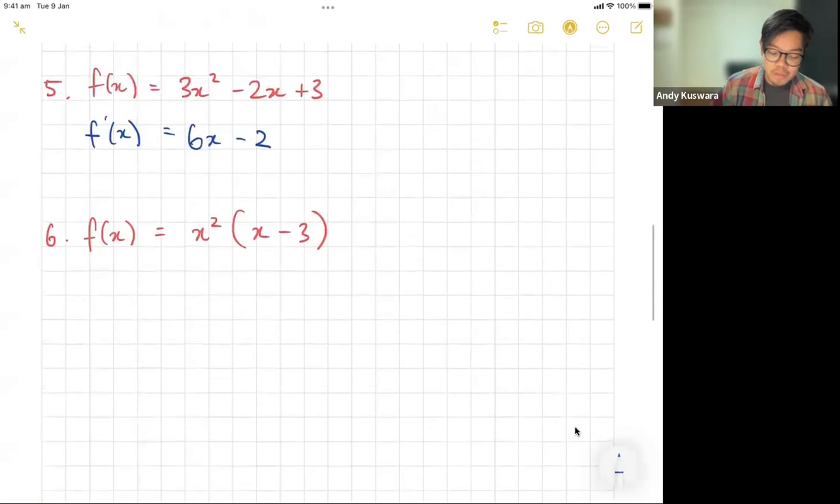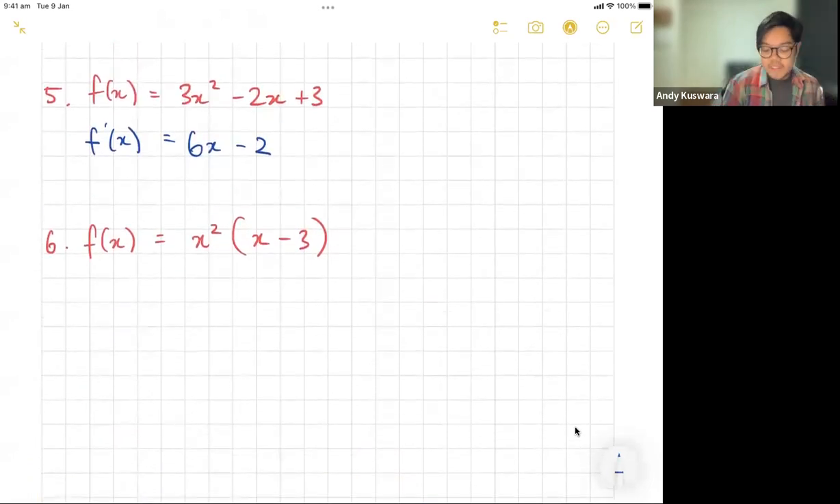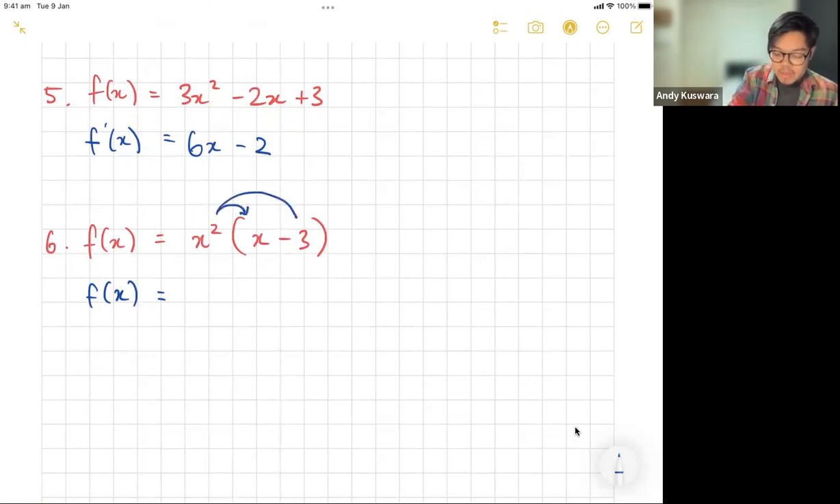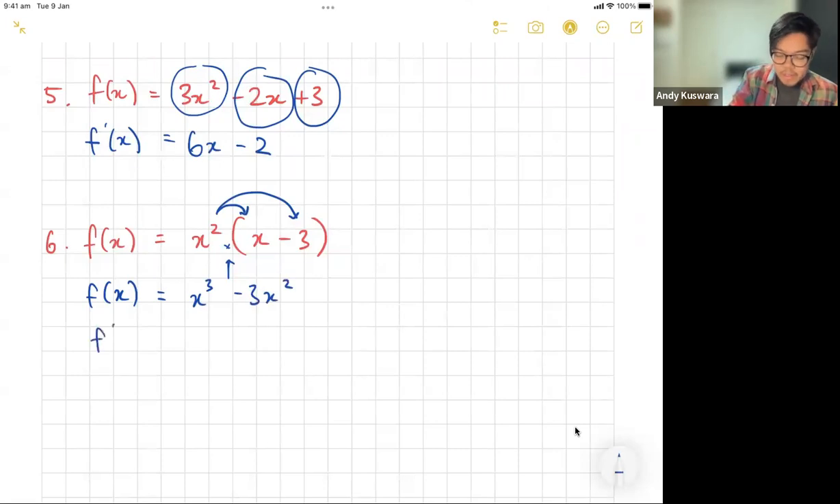I'm going to move on. Oh, there's one more. Okay, if you've got a question like this, where you've got some sort of product, you'll learn later that you can differentiate it as is, but for the time being, you'll need to expand this before you differentiate, because you can only differentiate when all the terms are separate. Here, they're multiplying, so we need to expand that out. So this will come x to the power of 3, take away 3x squared, and then now we can differentiate. So f dash x is going to become 3x squared minus 6x. And there you go. That's it.